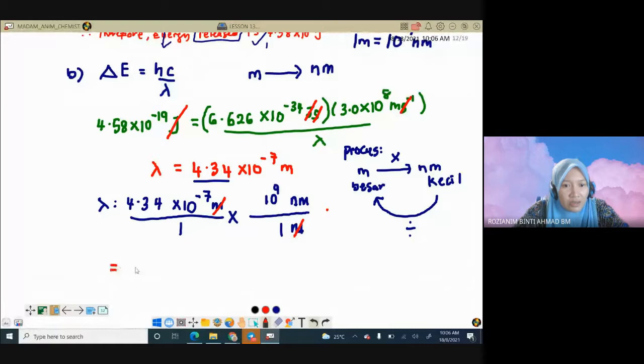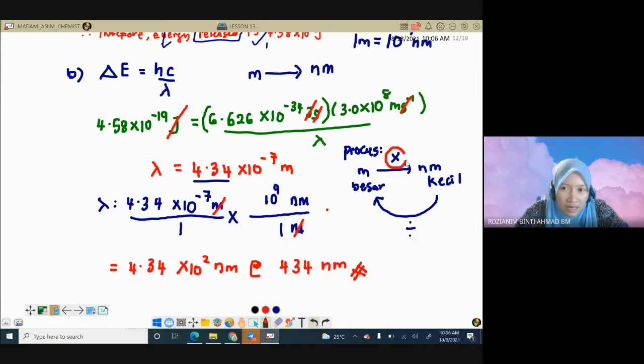To finalize your final answer, we can write 4.34 times 10 to the power of 2 nanometer, or you change the position of the decimal places, 434 nanometer. This is your finalized answer. Get it or not? So when the conversion is from large to small, do not put the negative symbol. But if it is from small to large, the process is divide, so you must put the negative symbol. Understand? Okay, let's try conversion units one more time.